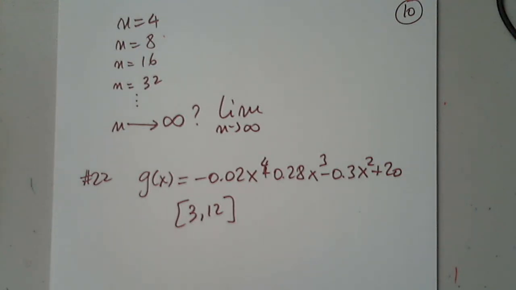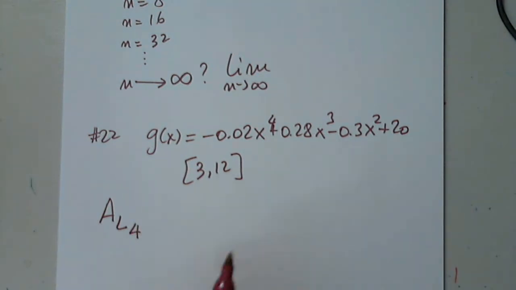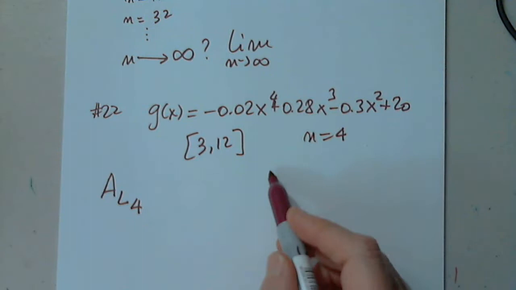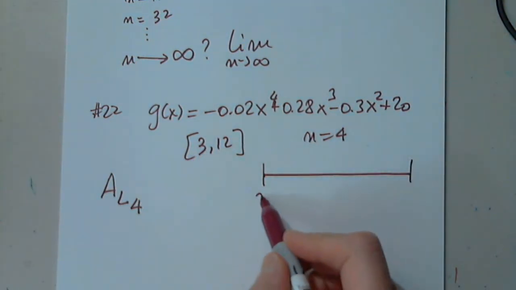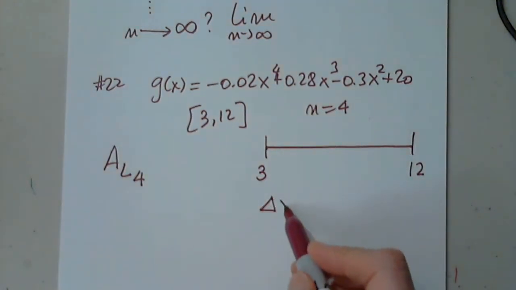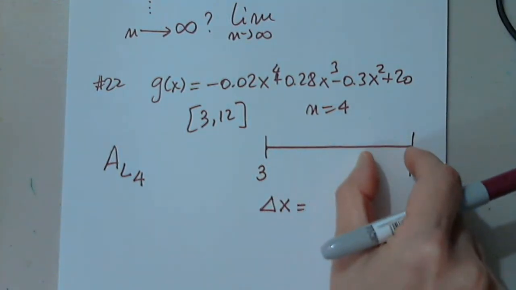Okay, so what would you like? Leftmost point, rightmost point? Left. Okay, so we want to find the area with left and 4 subintervals. So n equals 4. So first I'm going to picture this interval between 3 and 12. Find our delta x. Remember, the width of each subinterval.